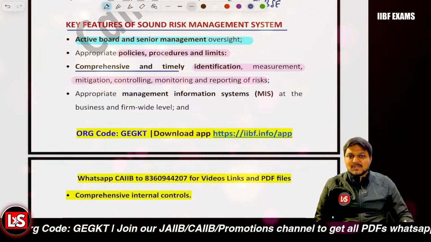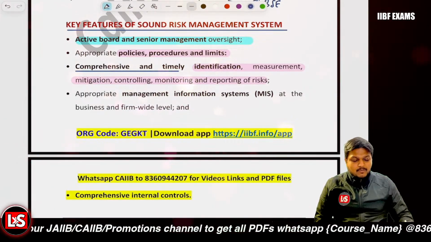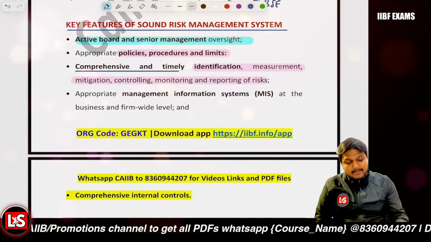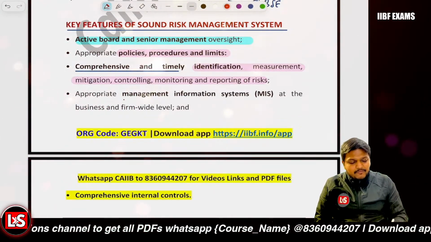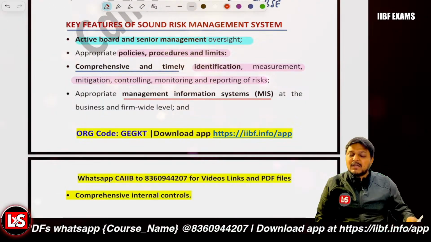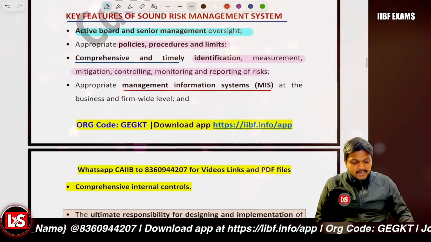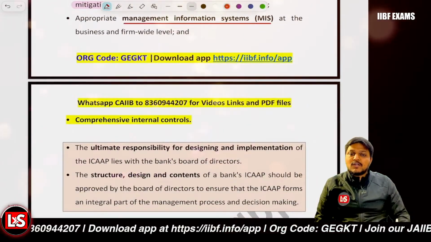Proper processes must be there. Those should be comprehensive and those should be timely implemented. Proper monitoring is to be done. You should be having a proper communication system where the data is properly stored and further properly communicated and available firm-wide, right? And comprehensive internal control should be there.